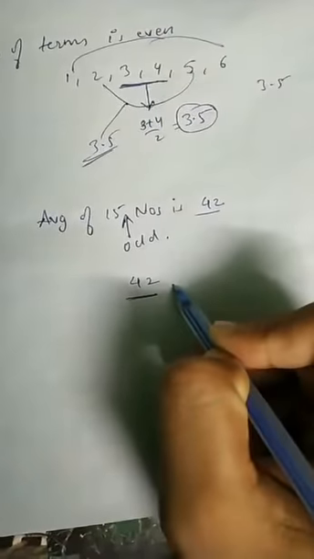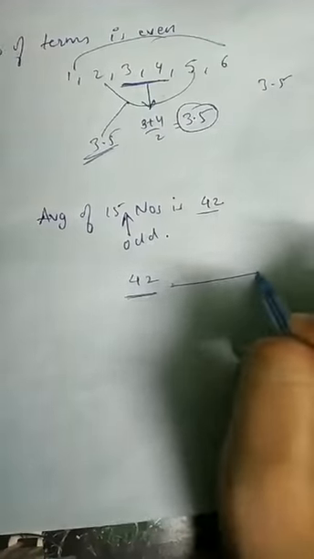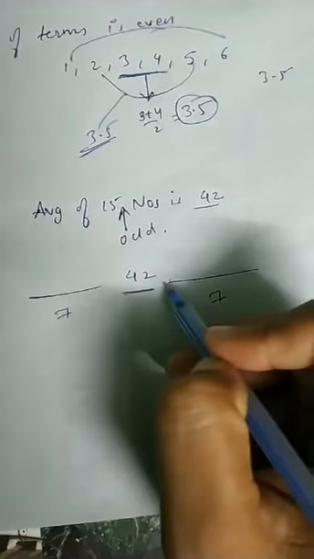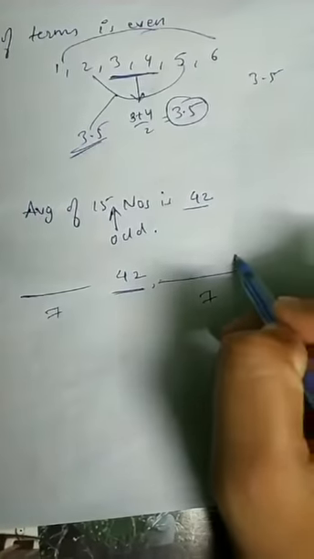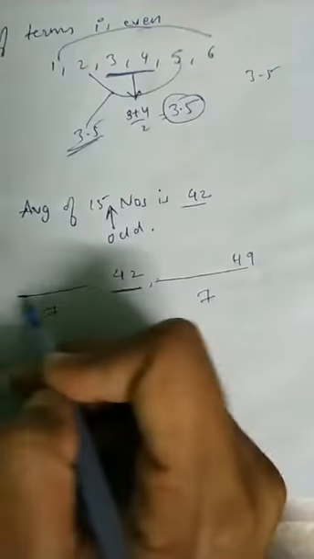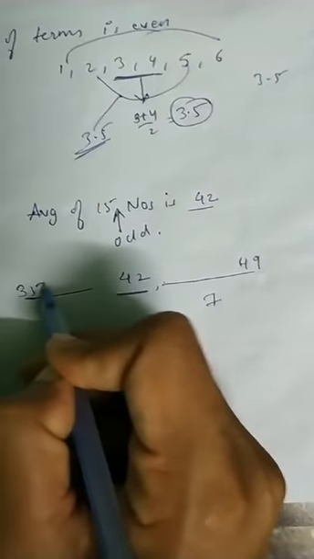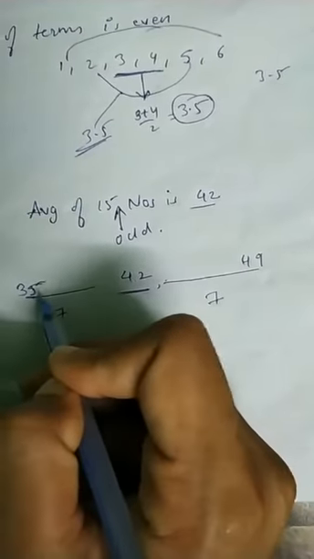So the remaining terms are 14. 7 will be on this side and 7 will be on this side. So 42 plus 7 is 49 and 42 minus 7 is 35. So we can find the terms this way.